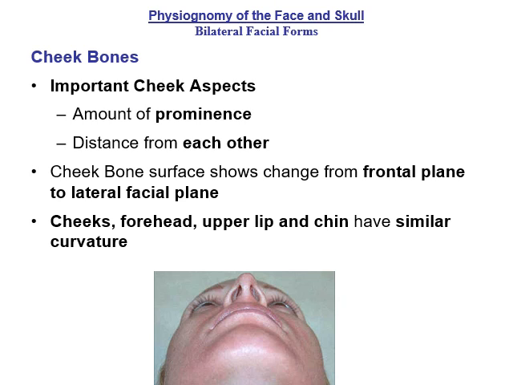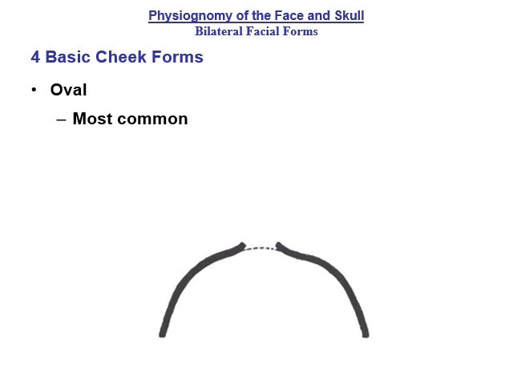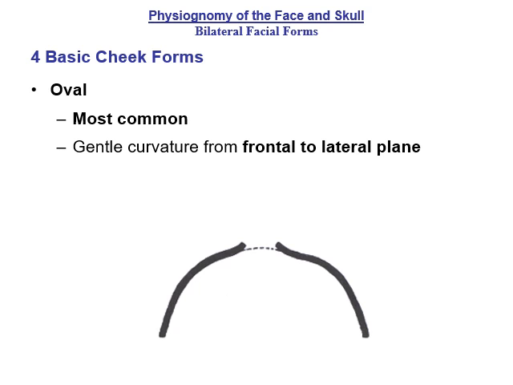And as I mentioned, from the bilateral view, you have four basic cheek forms. These are bilateral facial forms. The first one is called oval, and it's the most common. In oval, you have a gentle curvature from the frontal to the lateral plane, so it's not sharp. If you look at the cheekbones, they will look very close together. So it doesn't look like there's a lot of distance between these two cheekbones. The cheekbones are posterior to the projection of the nose, not very prominent. So they're not going to stick out too much.